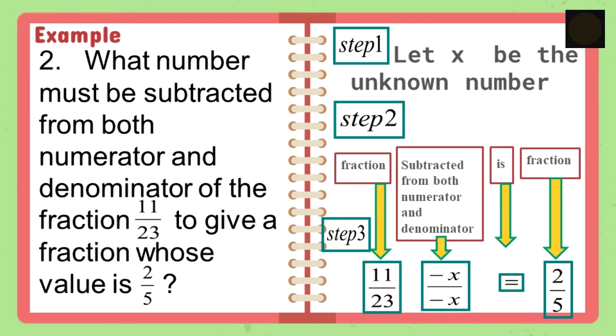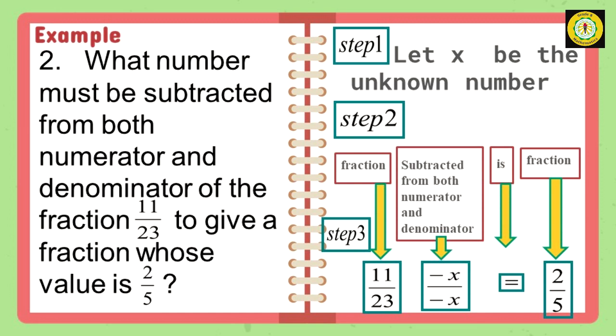Example number 2. What number must be subtracted from both numerator and denominator of the fraction 11 over 23 to give a fraction whose value is 2 over 5? Step 1. Let x be the unknown number. Step 2. The number subtracted from both numerator and denominator of the fraction. For the solution, 11 minus x over 23 minus x equals 2 over 5.